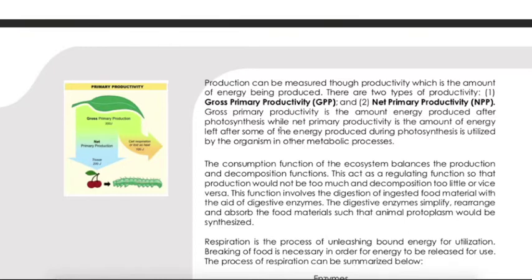So we have what we call net primary productivity. So ibabawas mo lang yung energy na ginamit ng producers on its processes, yun na yung value ng net primary productivity. So gross primary productivity minus the energy that is being used for other processes by producers, you will get the net primary productivity.